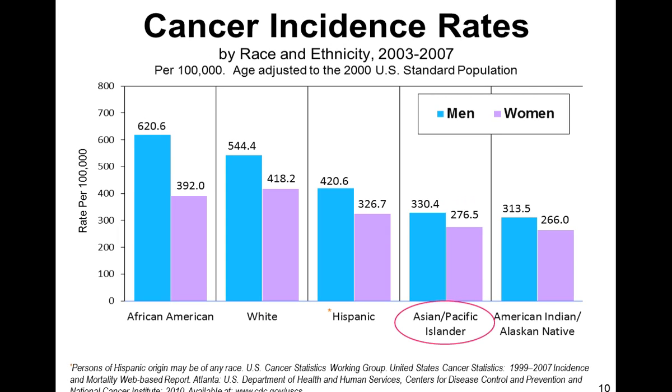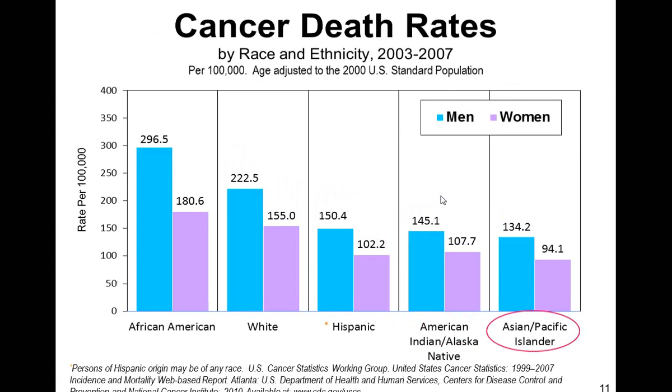Now, this is a cancer incidence rate slide by race and ethnicity. And this is data from the U.S. Cancer Statistics Working Group. And this is what we typically see in a lot of reports. If you can, to interpret this slide, the overall cancer incidence rates are higher in men than women. African American men have the highest cancer incidence, followed by white, Hispanic, Asian Pacific Islander grouped together, and American Indian and Alaska Native.